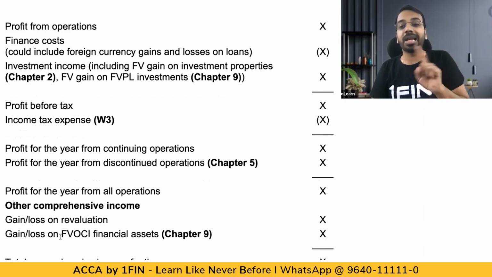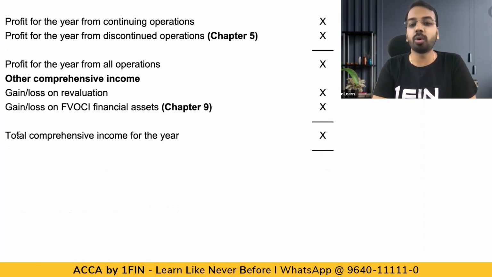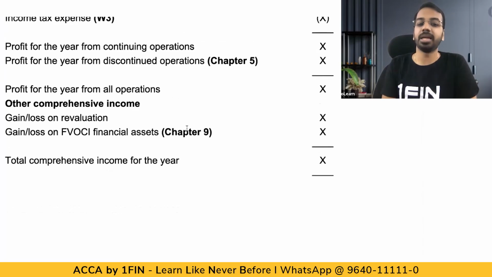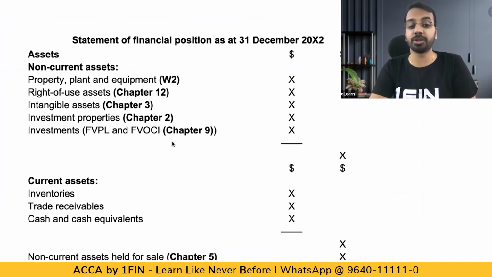They use the term recognize in P&L, recognize in other comprehensive income. Then you have total comprehensive income for the year. So when I say total comprehensive income, it is the profit and other comprehensive income put together. Okay. Then your financial position.